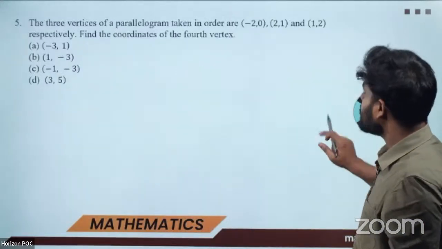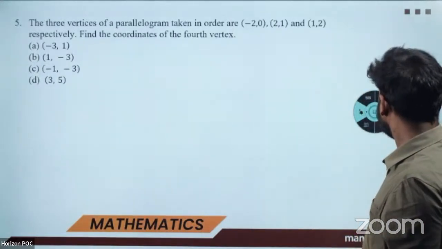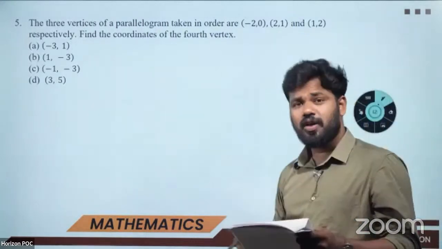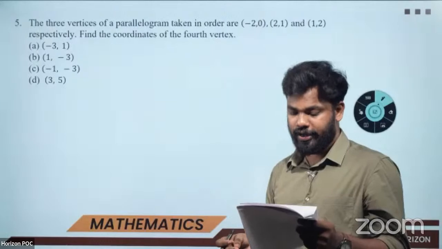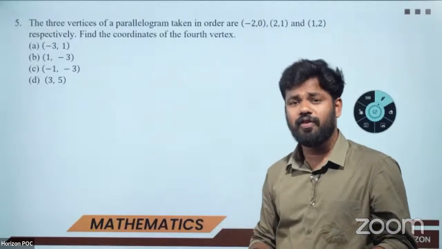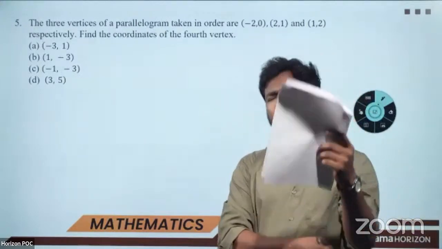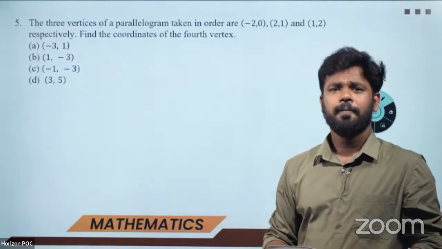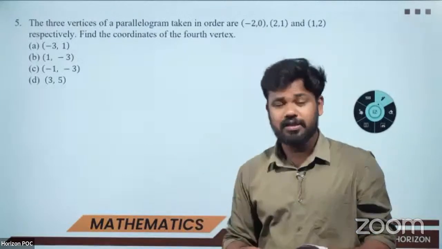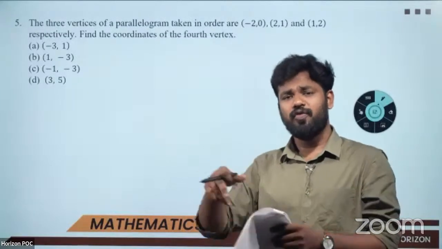Okay. Another question over here is, you have 3 vertices of a parallelogram taken in order, (minus 2, 0), (2, 1), and (1, 2). What are the coordinates of the 4th vertex? Which chapter is this question from? Any idea? You are given a parallelogram with the 3 vertices around it, and you have to find the 4th vertex.